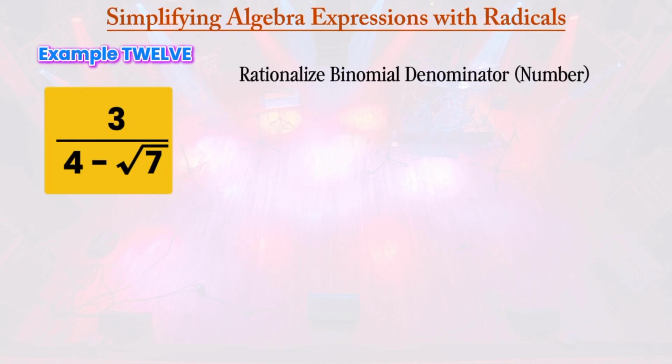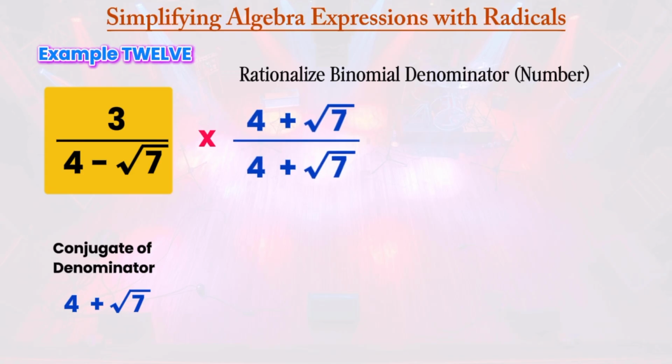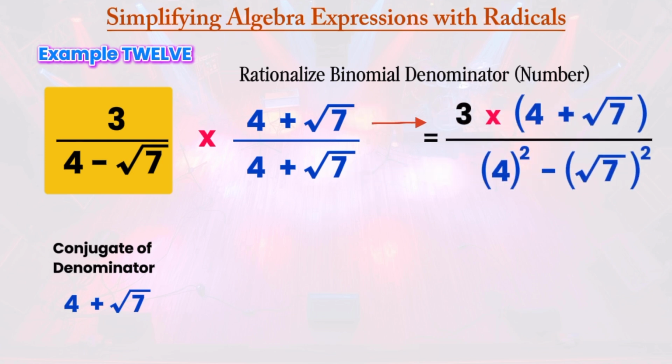Let's revisit the example. The conjugate of 4 minus the square root of 7 is 4 plus the square root of 7. Now take the conjugate and multiply the numerator and the denominator with it. The numerator becomes 3 times 4 plus the square root of 7, and the denominator becomes 4 squared minus the square root of 7 squared. 4 squared is 16, and the square root symbol is cancelled out to give 7. That gives us a denominator of 9.